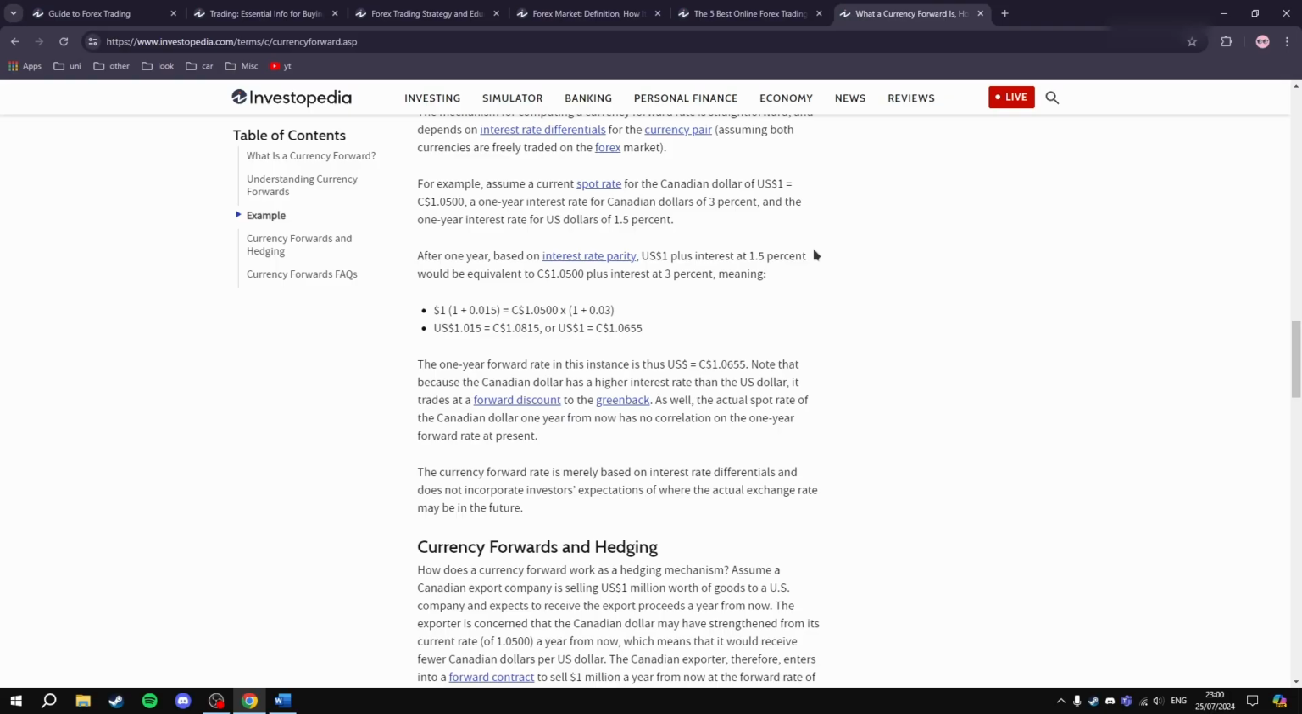As well, the actual spot rate of the CAD 1 year from now has no correlation to the 1 year forward rate at present. The currency forward rate is merely based on the interest rate differentials and does not incorporate investors' expectations of where the actual exchange rate may be in the future.